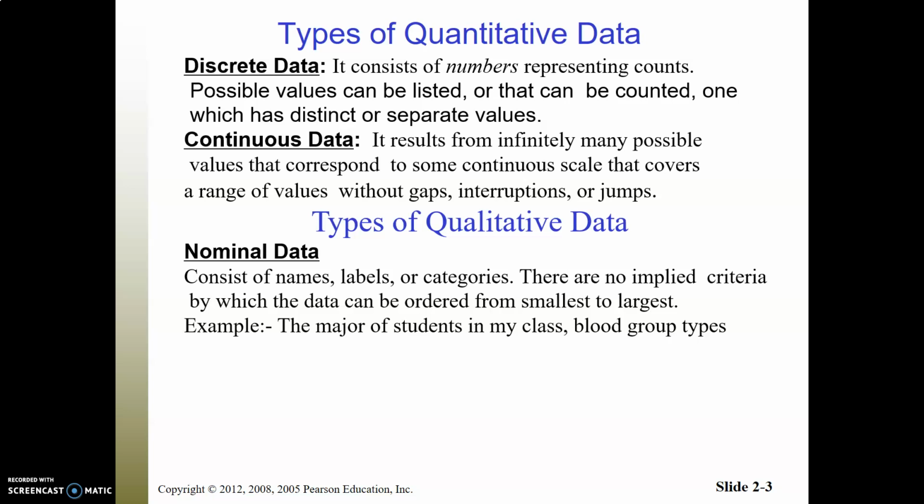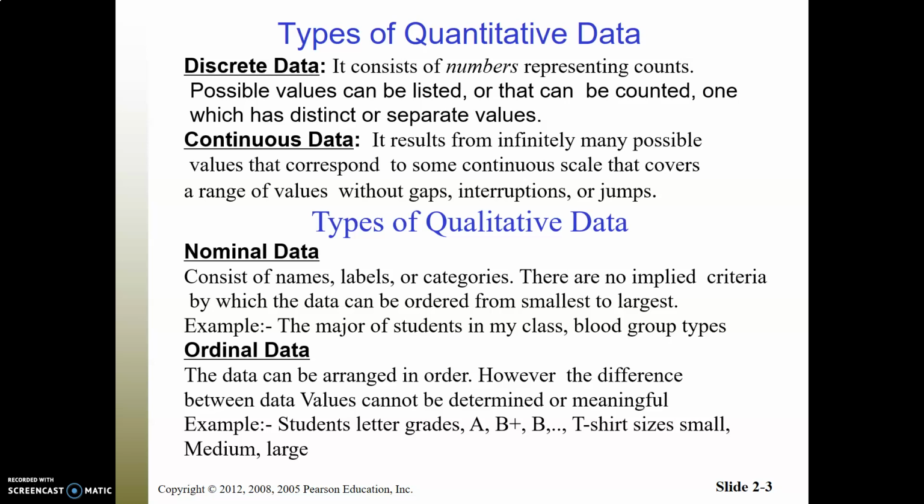For example, the major of the students in my class: they have an accounting major, or business major, or healthcare management major. You can't arrange them in any order. Blood group types, for example, you can't arrange them. So it's categorical data in which order doesn't make any sense.